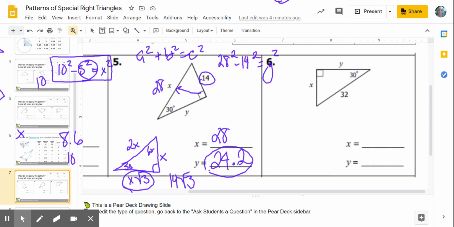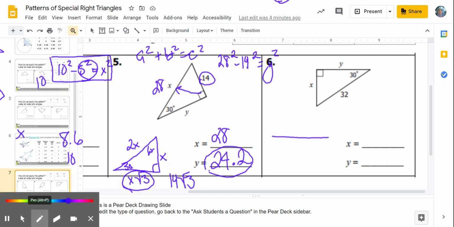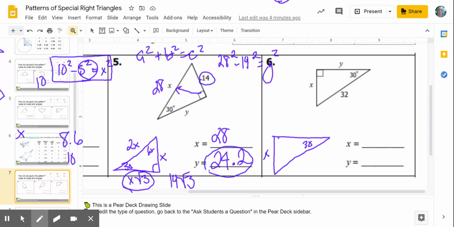So what about here? I can make my reference triangle again. So I've got a 30, which means I have an x. I've got a right triangle, which means I have a 2x. And I've got a 60 degrees. That means I've got x on the square root of 3. So what am I given? What does that 32 correspond to? That's the hypotenuse, right? So that's the 2x. So which side is 16? X.